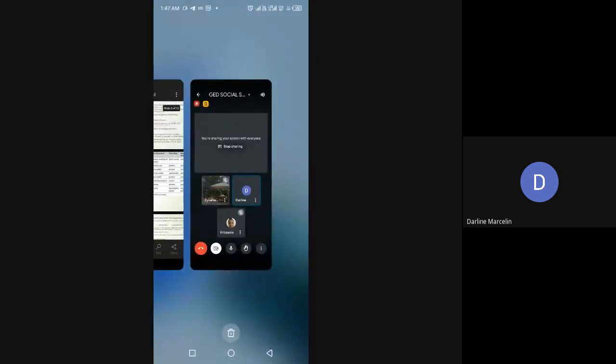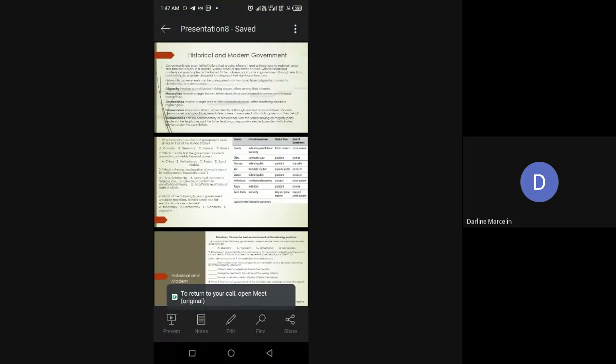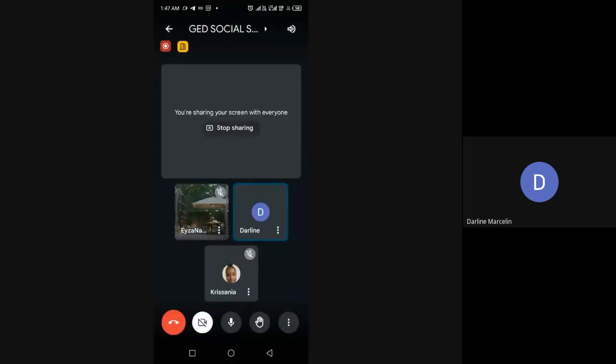Okay, the question says, from the list of countries in the options, which country has the form of government most similar to that of the United States? We have Canada, Germany, Mexico, and Russia. Oh, Canada. Okay, you all mentioned Canada. Thank you, Darlene. So let me just quickly run through question number one again.